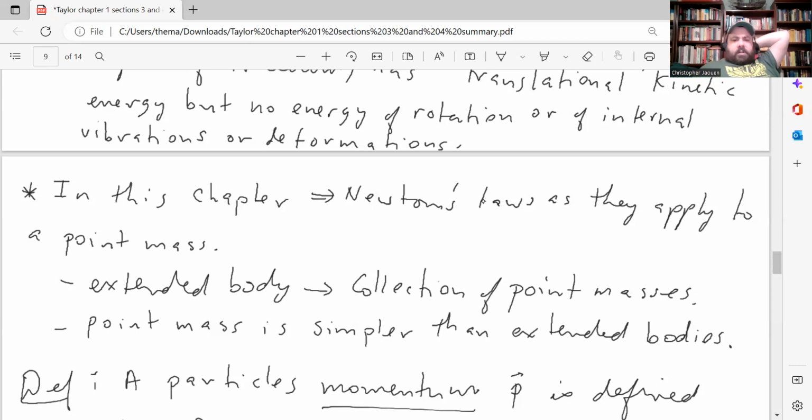What was I saying? We want to do things in terms of point masses because they're simpler than extended bodies. So just as we're getting used to these things, it's easier to work with point masses.